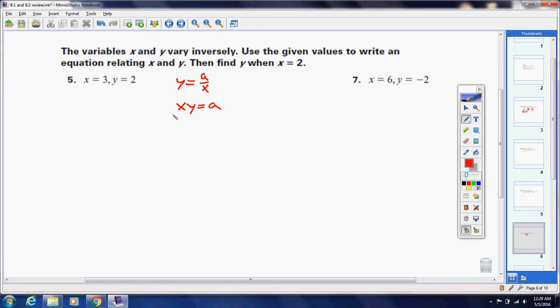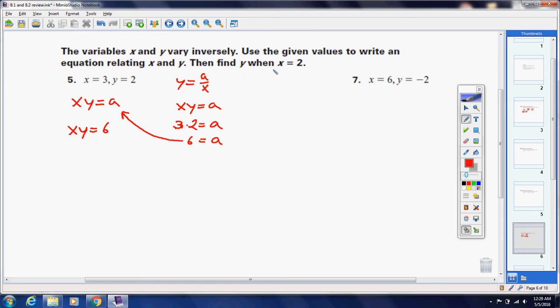I'm going to plug in 3 for x and 2 for y. So I find out that a equals 6. So my equation, I'm going to use the general inverse variation equation, xy equals a. There's one of the general forms. And I know what a equals now, so I can just plug this 6 in for a. So xy equals 6. There is an equation relating x and y.